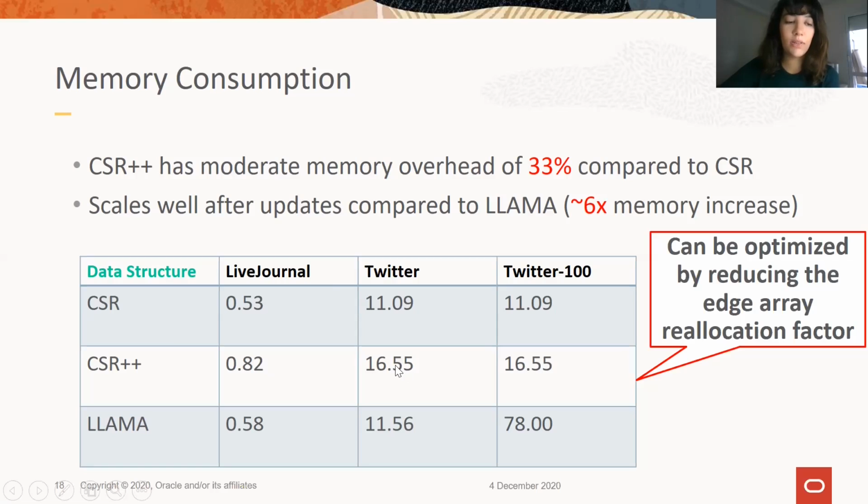As we mentioned before, in the CSR++ design we have to allocate double the size of the original edge arrays whenever we have to add new edges and don't have enough space, so that we have extra space for new incoming edges. That's what's causing this memory overhead. Whereas in Llama, we have to create new snapshots every time we add new edges.